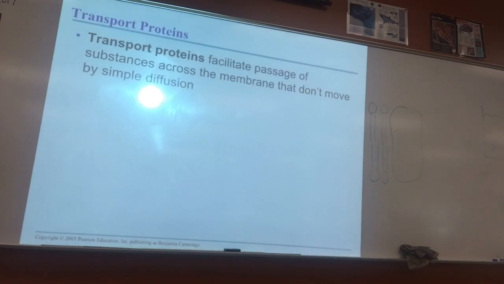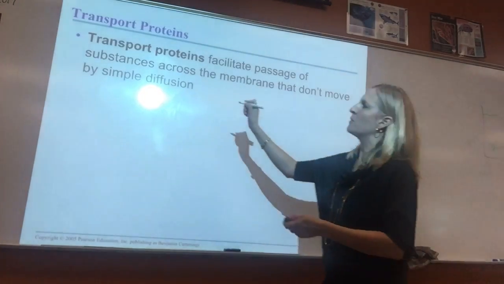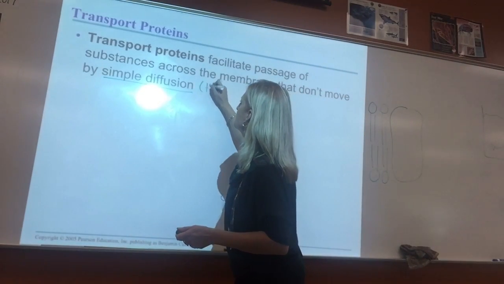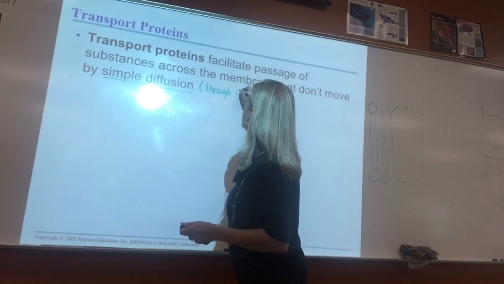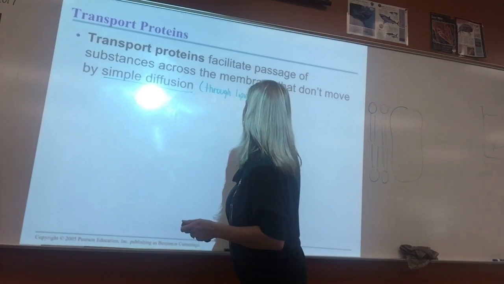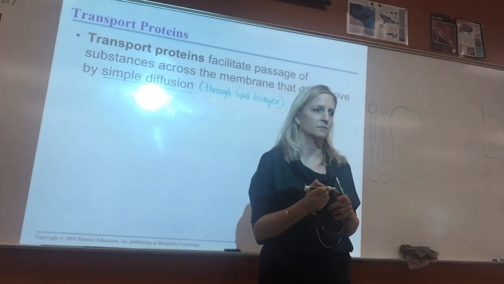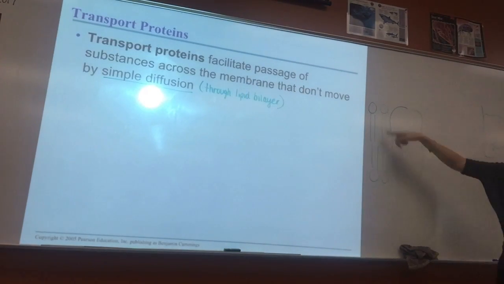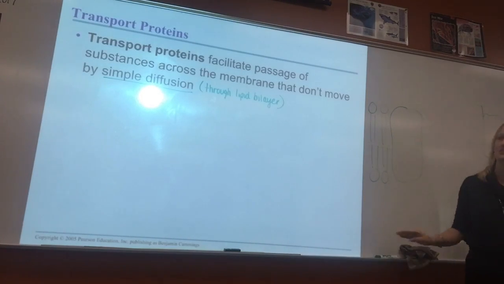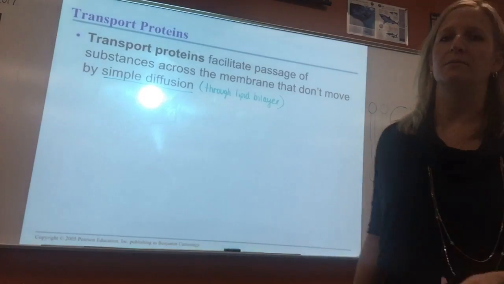So let's talk about these transport proteins. We're getting near the end of the hour, aren't we? All right. So transport proteins facilitate passage of substances across the membrane that don't move by simple diffusion. Write this: simple diffusion, what that means is through the lipid bilayer. So if you can't get through the lipid bilayer, it has to go through a protein. And this is where we'll stop. We'll pick this up tomorrow.